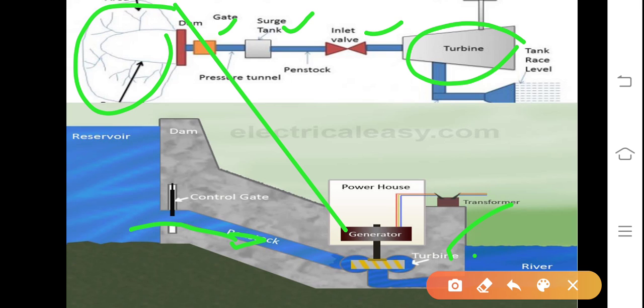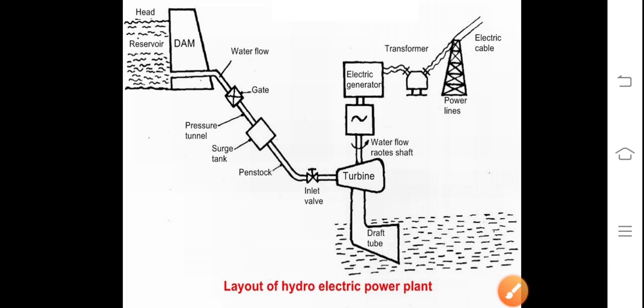Trash rack, as it is called, is used in order to remove the debris when water is taken or drawn from the reservoir. Debris, whatever is floating on the surface of the water, is filtered and then clear water will be sent through the penstock. Okay. Next. This is another sketch which shows the layout of a hydroelectric power plant. This is the layout.